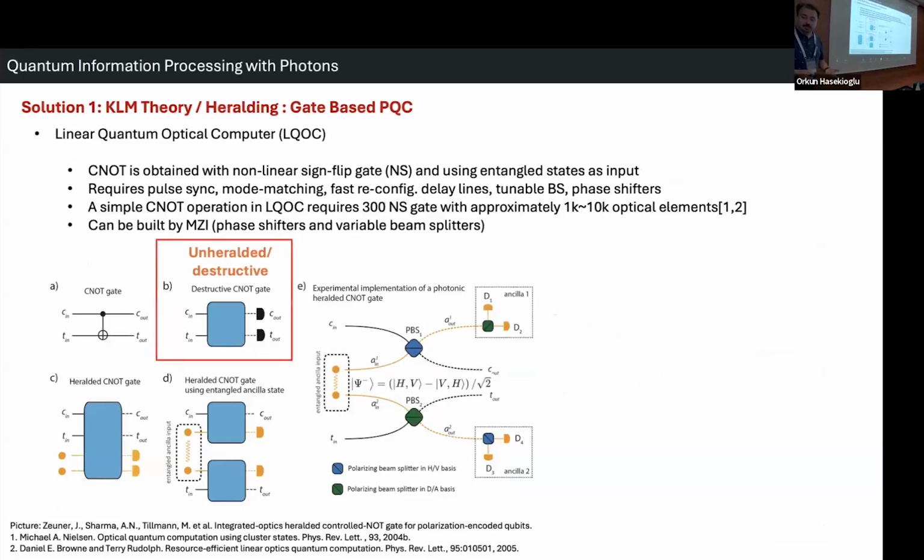What you can also do is, I'm sorry, this is a little bit clearer here. For example, for a CNOT gate, like this here, you have C in, T in, and C out, T out. Then you have this physical implementation here. You have 2 beam splitters, but you are feeding an entangled state to this system.